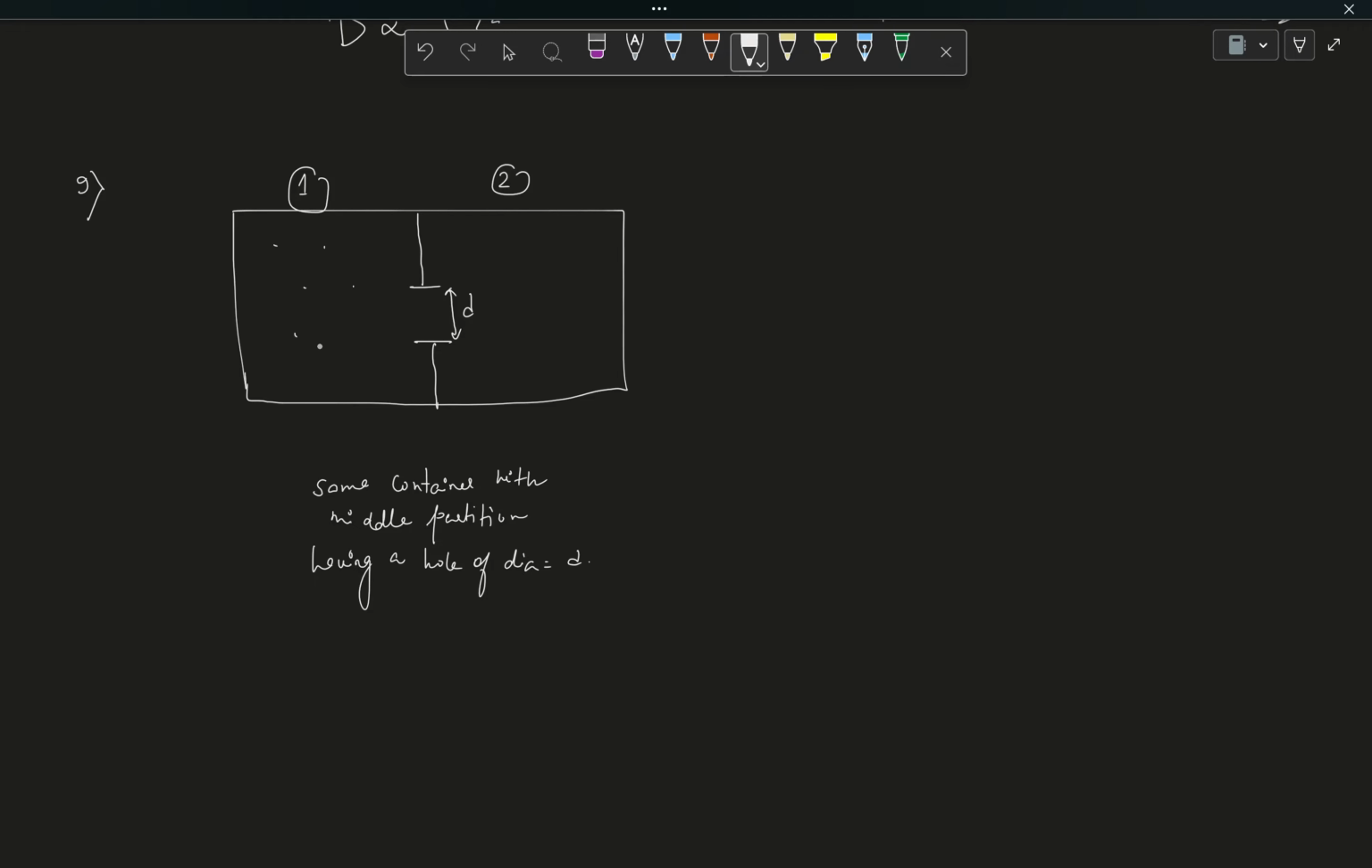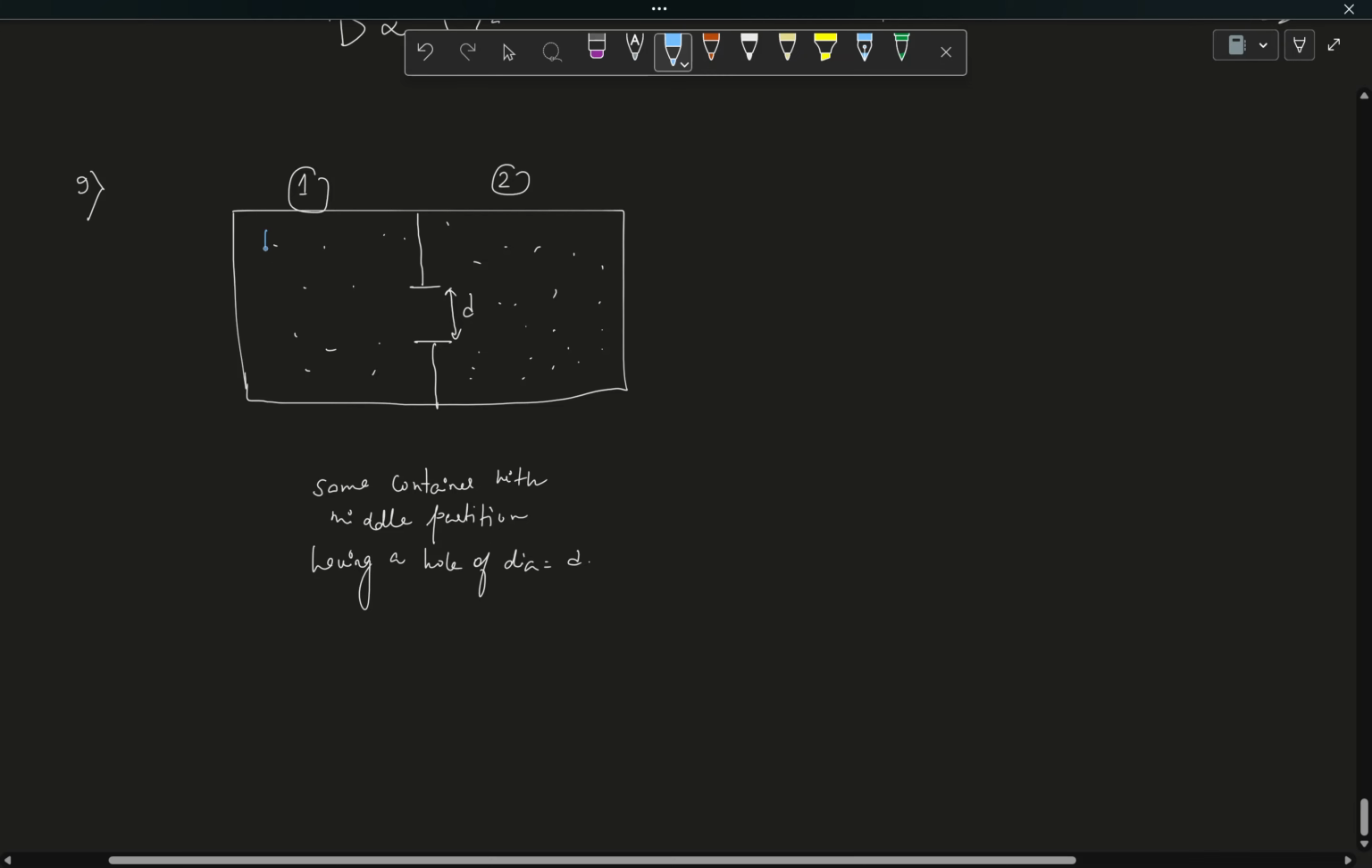So on this side there is gas, on the other side also there is gas, and the pressure and temperature of the gases on both sides are different. That means here the gas is at P1 pressure and T1 temperature, and on the other side the gas is at P2 pressure and T2 temperature. They have not mentioned whether T2 or T1 is greater, or which of P1 and P2 is greater. There is no explicit mention about those facts.